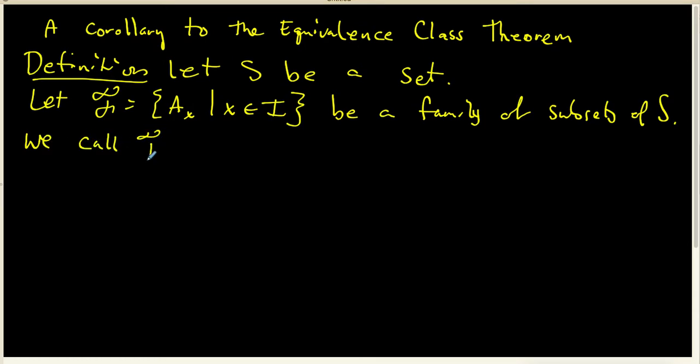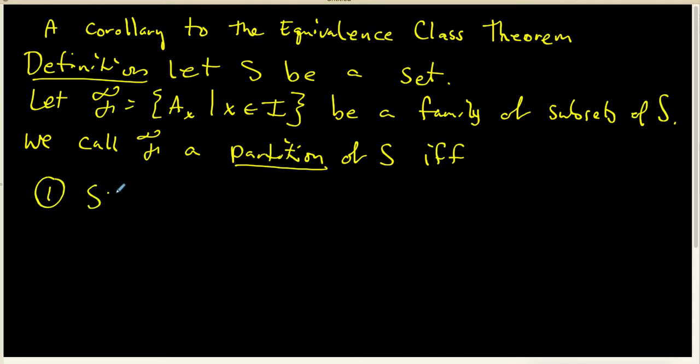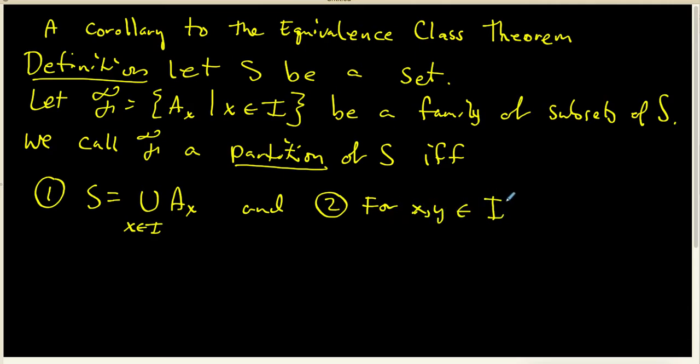We call this family of subsets, F, a partition of the set S if and only if two properties hold. The first property is that S is going to be the union of all of the A sub x's. The second property is that for x and y pulled from my indexing set, A_x and A_y will either be exactly the same set or A_x intersected with A_y will be empty. In other words, we might have duplicates in our family of subsets, but we're not going to have subsets that overlap each other if they're not equal to each other.